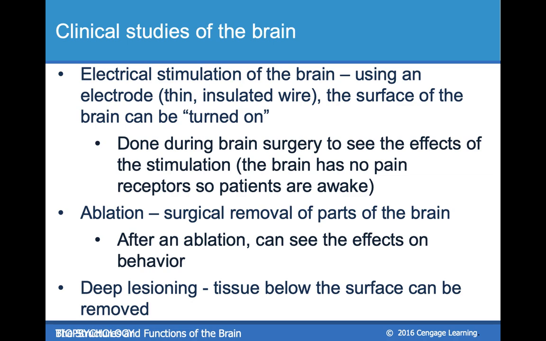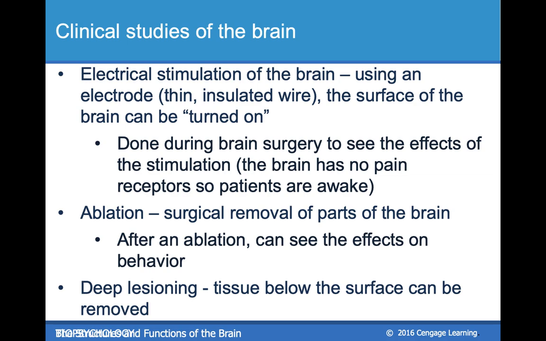Ablation is actually the removal of this section. And then deep lesioning is when they go underneath the surface and they can remove different parts. Now the brain is really soft, so oftentimes they just use suction to suck out the part of the brain that they're trying to remove.